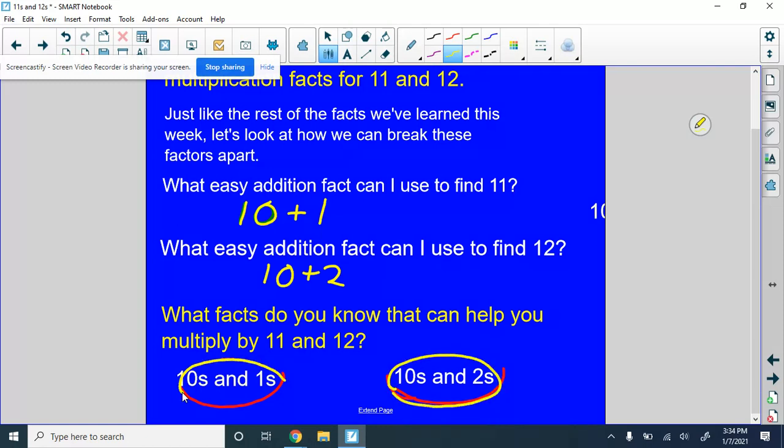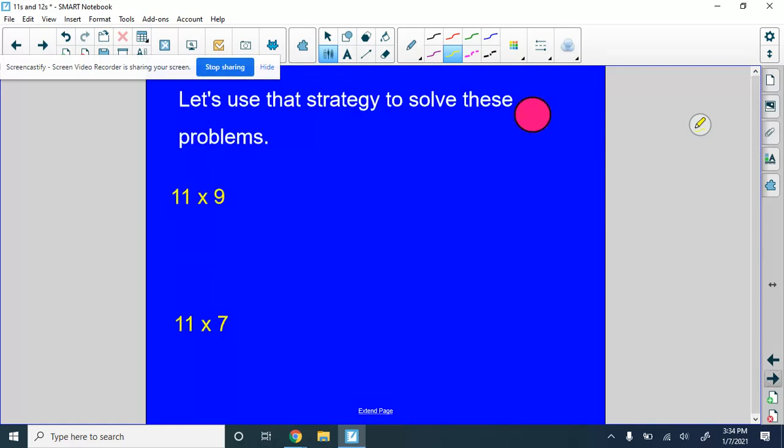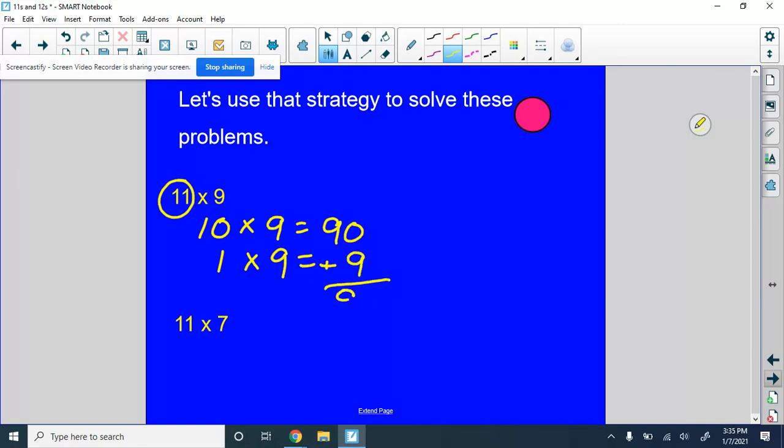We're going to use that strategy and apply it to solve a couple problems. And let's start with a couple of 11s. So I said I can use my 10s and 1s to solve my 11s. So let's break that 11 apart into 10 and 1. And I'm going to multiply each of those times 9. So 10 times 9 equals 90. And 1 times 9 equals 9. And if I add those together, I get 99. That means 11 times 9 equals 99.